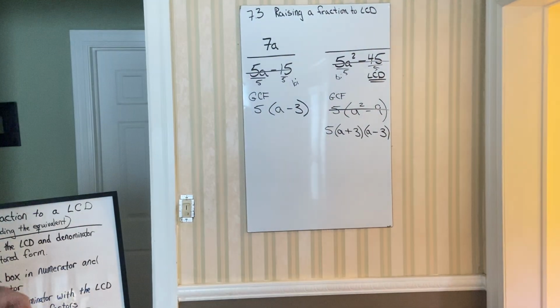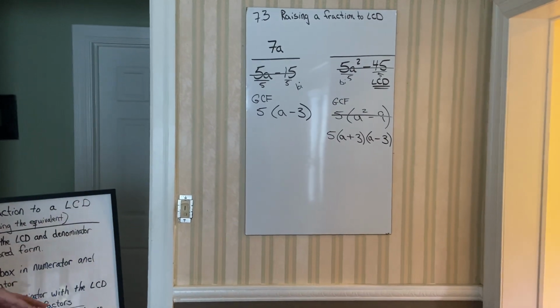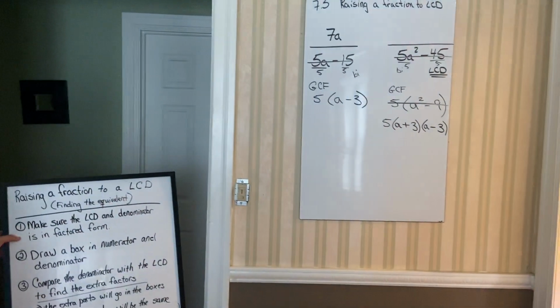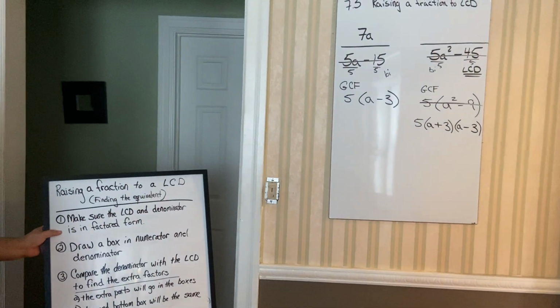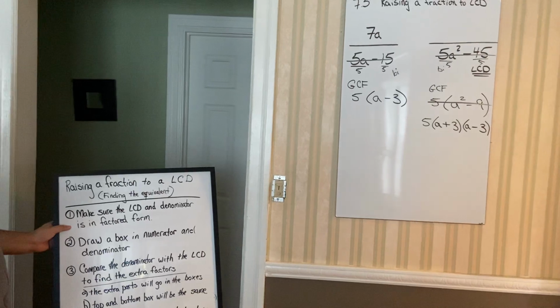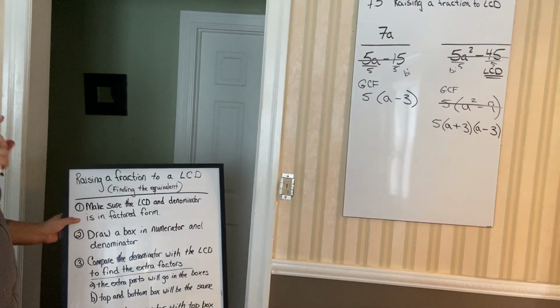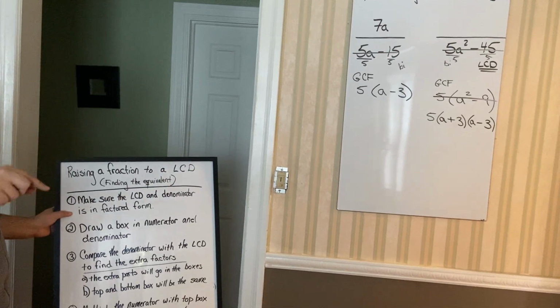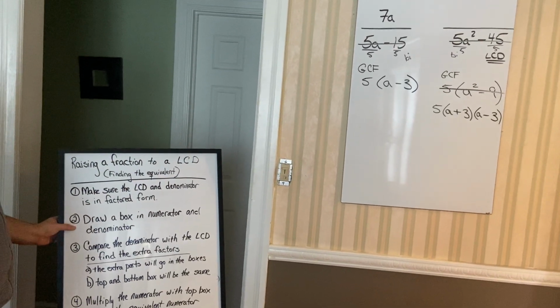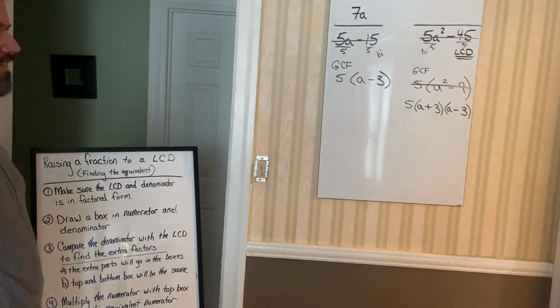Once you factor out the denominator completely, look at the factored form. Okay, so that's step 1. Make sure the LCD and denominator are in factored form. So don't look at the 5a minus 15, look at 5 factor a minus 3. And the other guy, 5 factor a plus 3, factor a minus 3. Now what we want to do is draw a box. 1 in the numerator, 1 in the denominator.